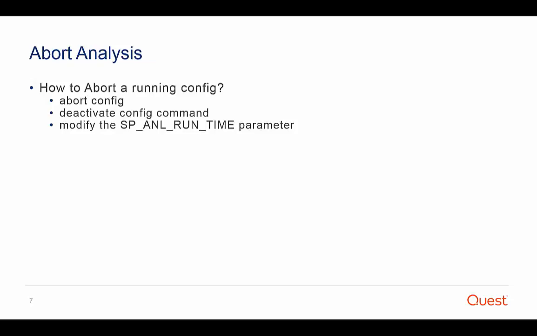To abort a running config, you can either use abort config or deactivate config commands, and that will stop the analysis run on a config file. You can even set the SPANL runtime parameter to a certain value to control the analysis time.